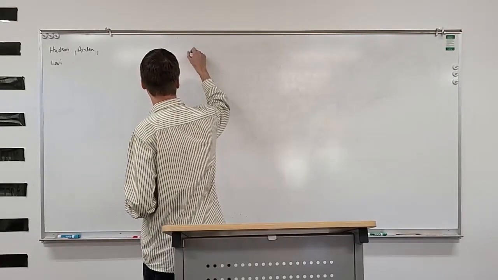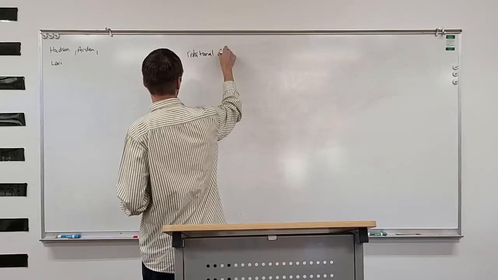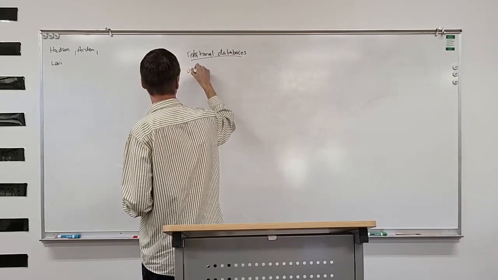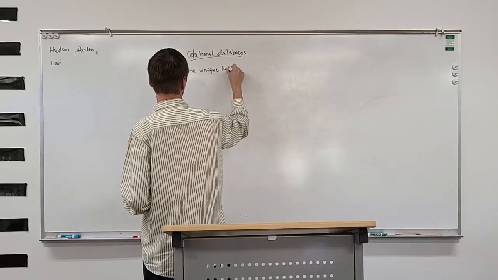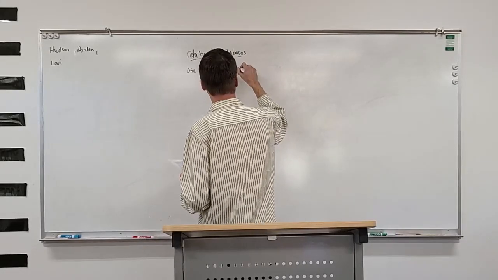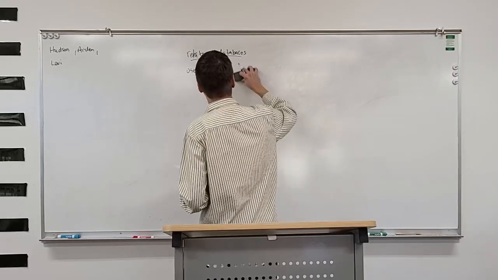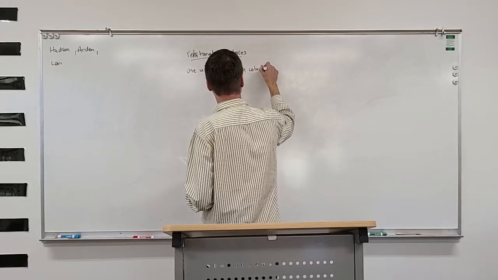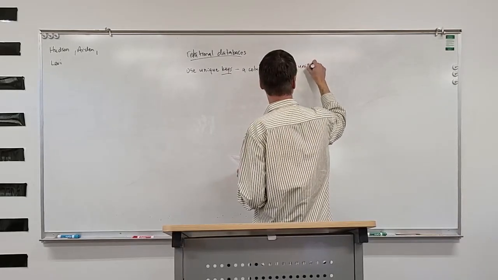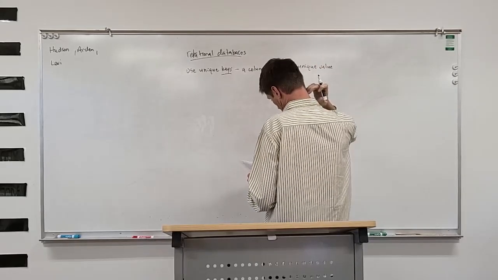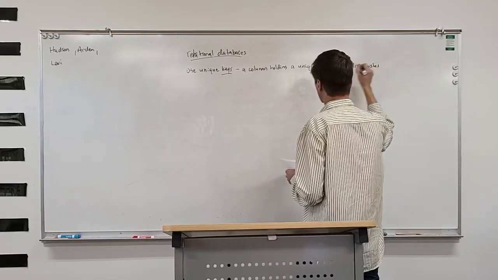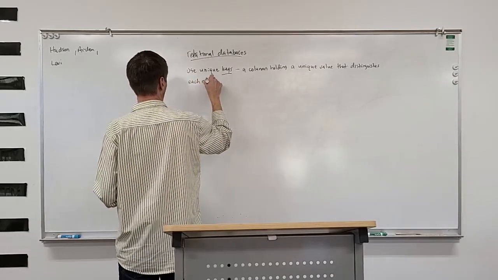Relational databases use unique keys. These keys are a column holding a unique value that distinguishes each record from another.